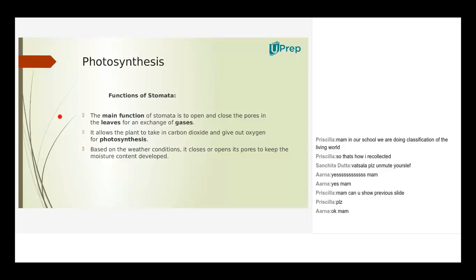Correct. So what happens in desert areas? How do the stomata behave there? Most of the time they close. Most of the time. Oh, but how? Like there are thorns, right?